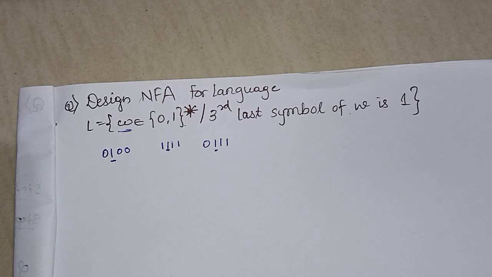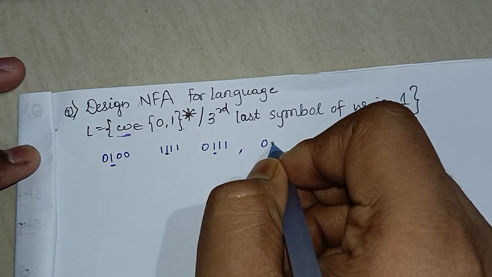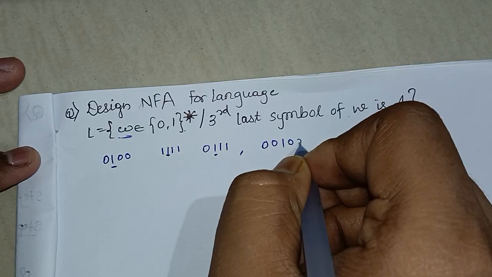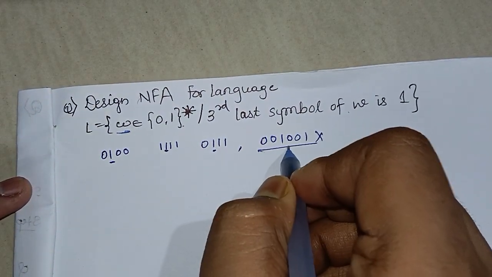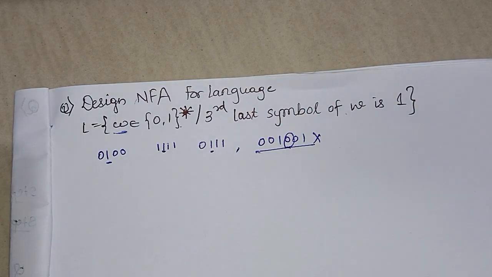Let's take an example like 0 0 1 0 0 1. It will get rejected because the third last symbol is 0, not 1.